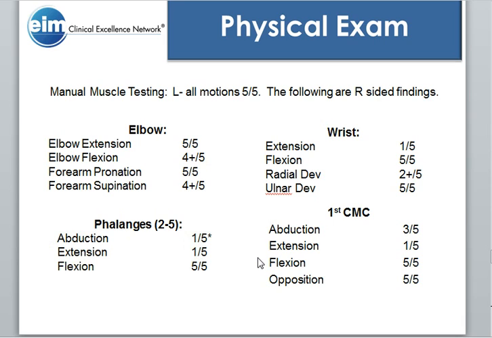MMT broke this down by the different motions at the different joints, so looking at more of that gross movement. Later I'll get into individual extensors, but you can see that really with the extension here, there's not just trace ability in most of the extension, compared to 5 out of 5 on the left, and in some of the other motions.